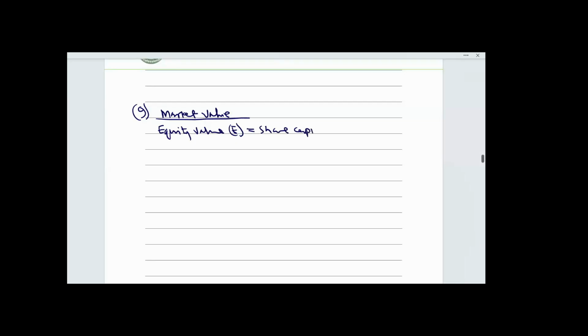or in the question, are we given number of shares? Let me check. Yes, we are given number of shares. So no need to use share capital since we are given number of shares. So I would then say number of shares multiplied by share price. So in this case, for Cantona, before that, let's put the formula for debt also.